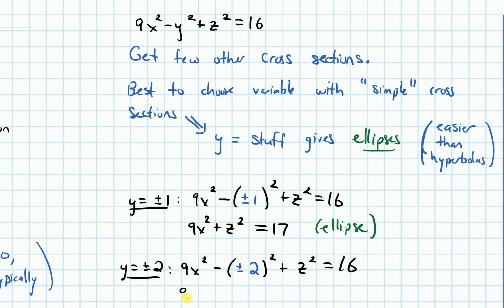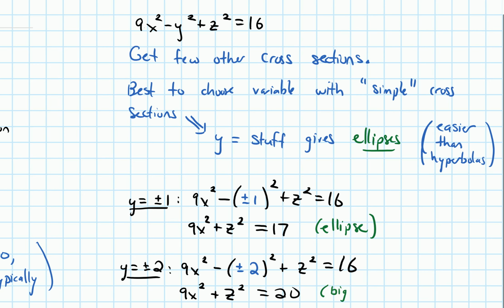And now this gives us 9x squared plus z squared. I'm going to write those two terms first. And then after we square plus or minus 2, we get 4 for either one. And then if we move the negative 4 over to the right, we get that this equals 20. And this is going to be yet another ellipse, but a bigger one.